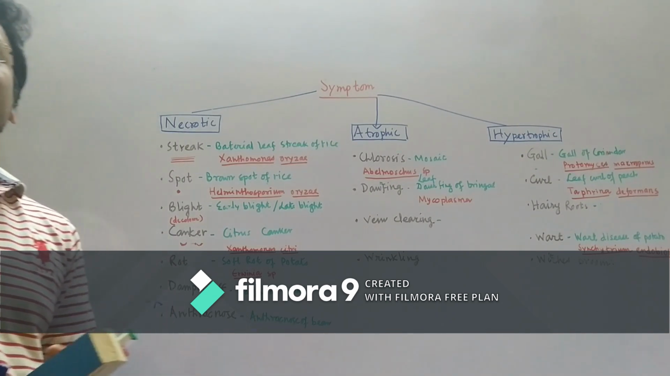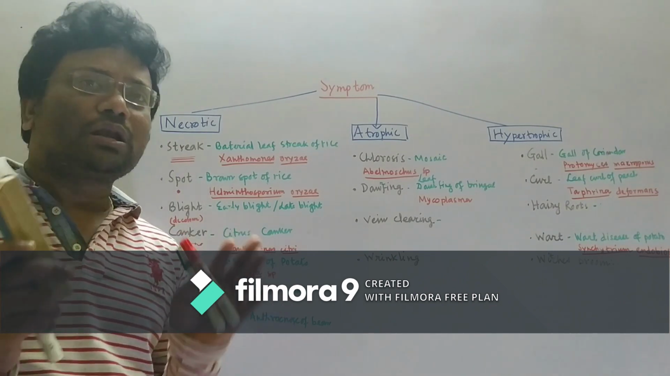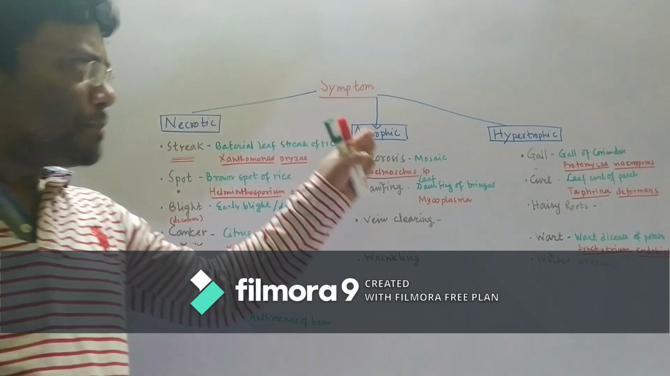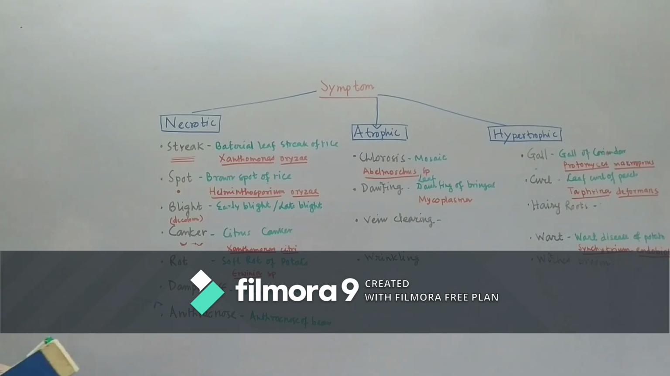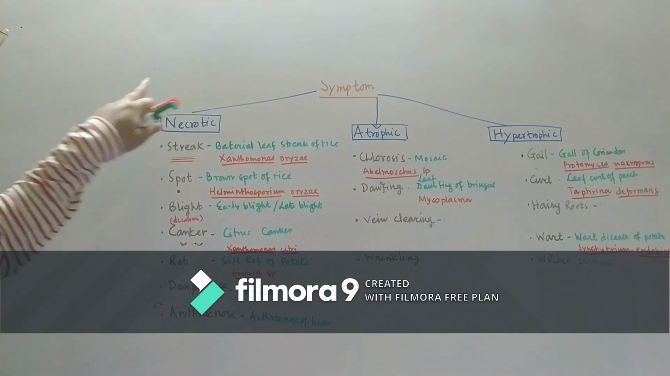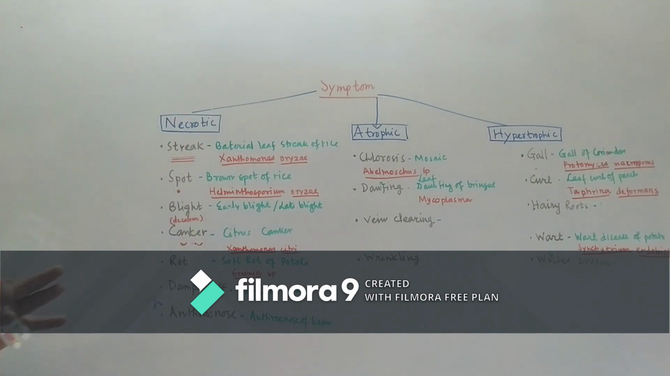A symptom is the manifestation of disease. These symptoms are generally categorized into three divisions: necrotic symptoms, atrophic symptoms, and hypertrophic symptoms. Necrotic symptom is when the massive tissue of the host is dead. Necrotic means dead.